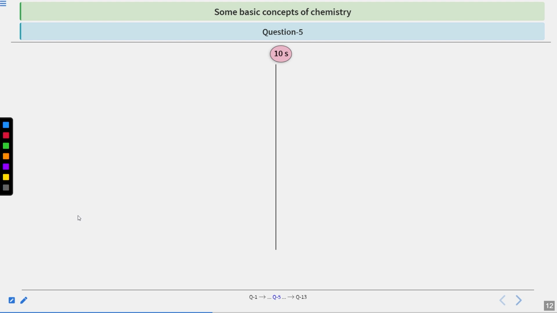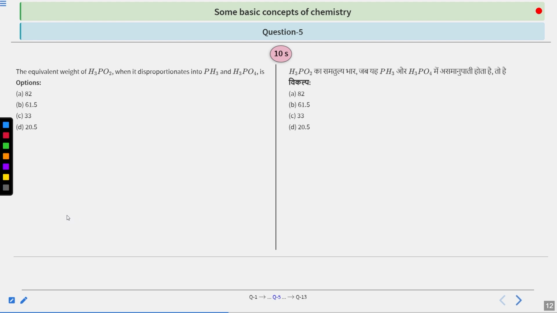Question number 5. The equivalent weight of H3PO2 when it disproportionates into PH3 and H3PO4 is: the options are A 80, B 61.5, C 33, and D 20.5. You have 10 seconds to solve this question. Your time starts now.